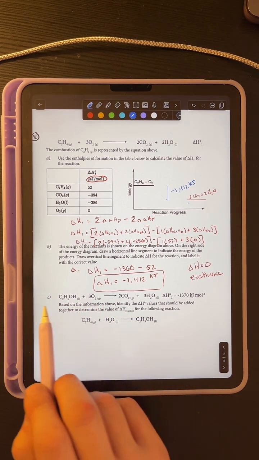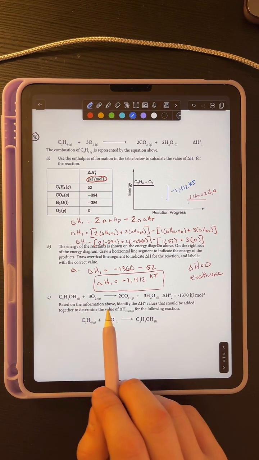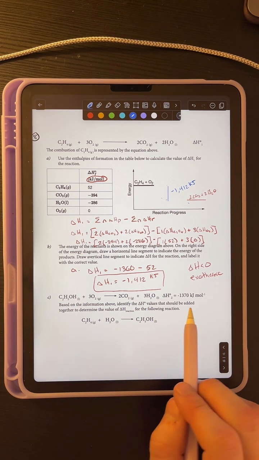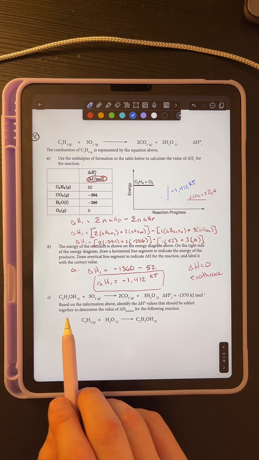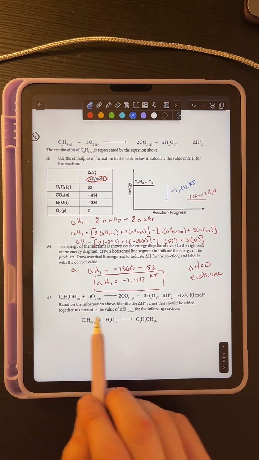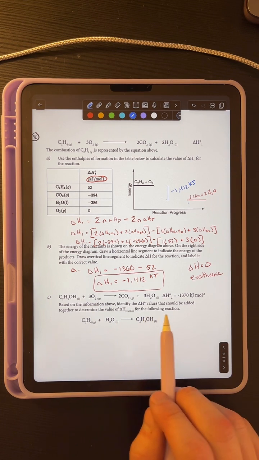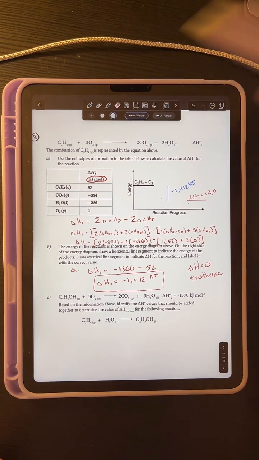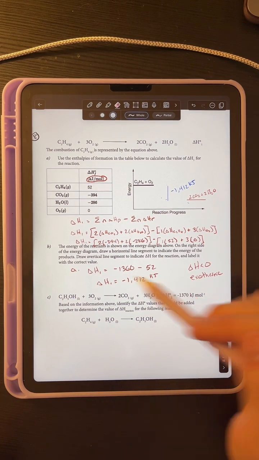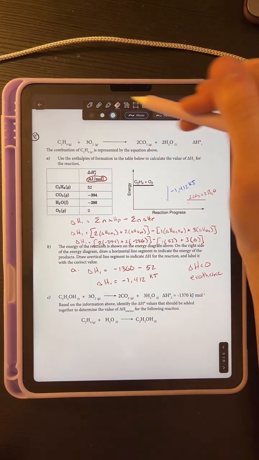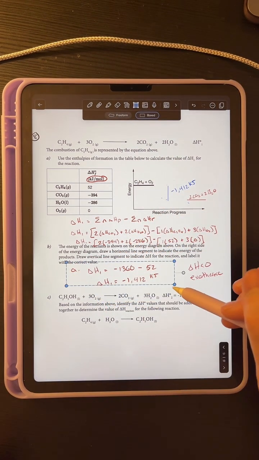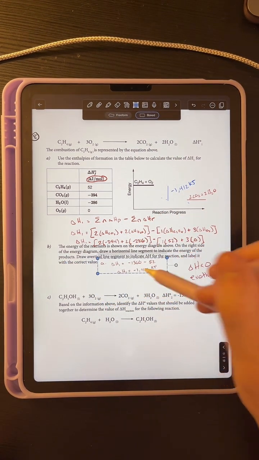Based on the information above, so now we're on to part C. Based on the information above, identify the delta H values that should be added together to determine the value of delta H reaction for the following reaction. So this one's worded a little weird. When I first read it, I was like, what is it talking about? I'm actually going to move this up just a little bit so we have a little bit more room. I'll shrink that and kind of put it here.